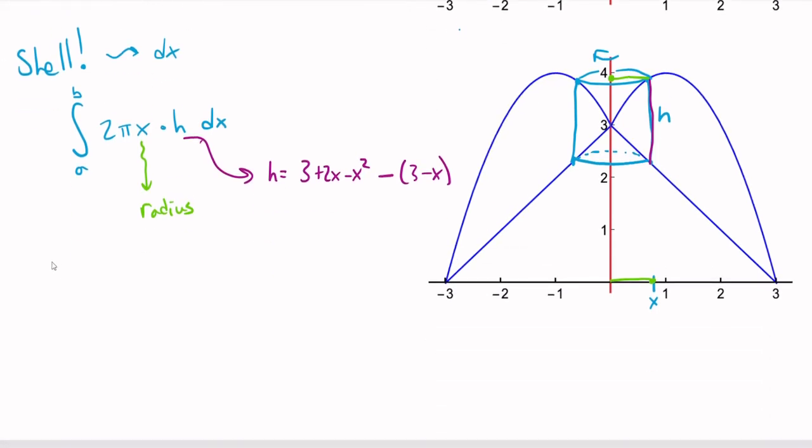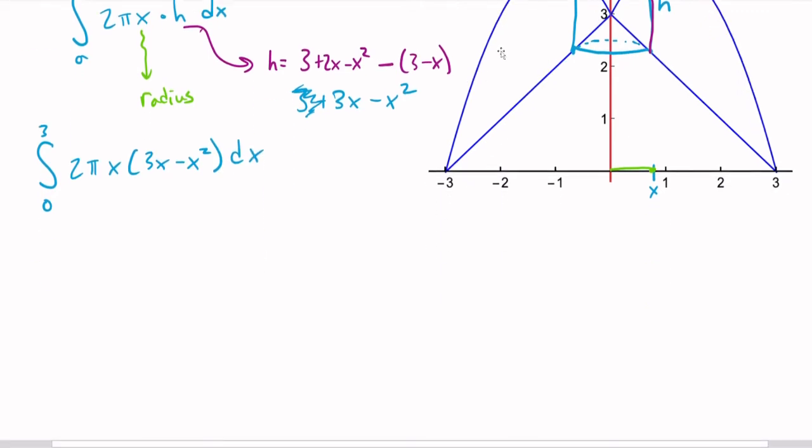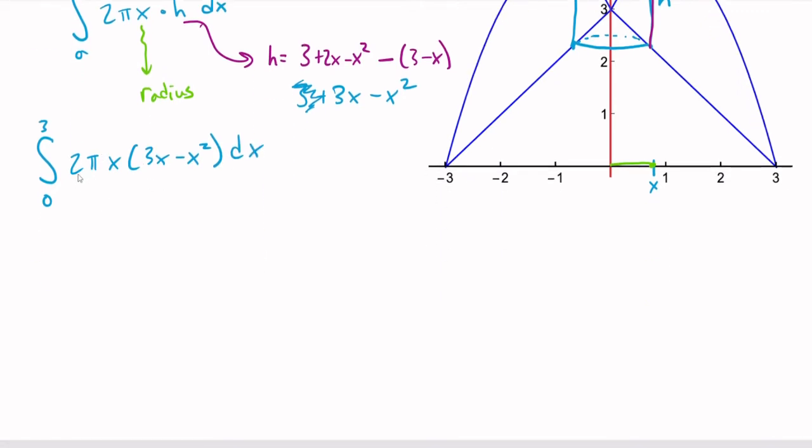So altogether, this is going to be the integral from 0 to 3 of 2 pi x times, and then we can simplify this down, right? This is 3 plus, and then 2x plus another x. That's 3x. Okay, and then we've got that minus 3, which will cancel there. And then we've got a minus x squared. So that's 3x minus x squared dx. And then this doesn't look too bad. You can do some multiplying, but we can also take this 2 pi out. So 2 pi integral 0 to 3 of 3x squared minus x cubed.